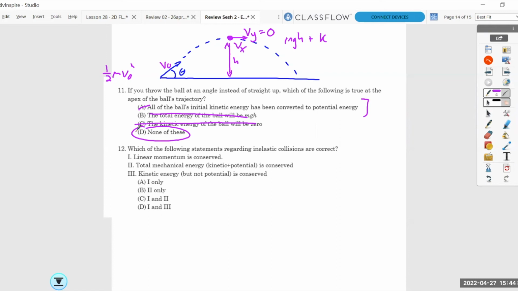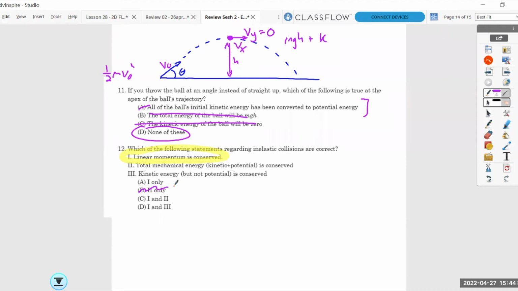All right, and for number 12, for an inelastic collision, let's remember, first of all, that linear momentum is always conserved. Linear being not angular momentum, not rotational, which is also conserved. Linear momentum is conserved. So anything that doesn't involve it is straight out.